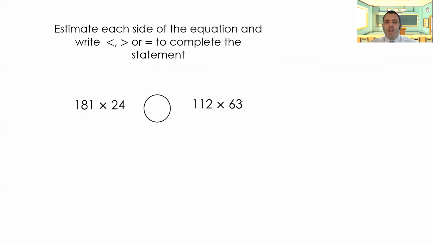We can use estimation again here. So we're going to estimate each side of the equation and write whether it's more than, less than, or equal to complete the statement. Have a go. What would you round these numbers to in order to check your calculation? Okay, what did you come up with?